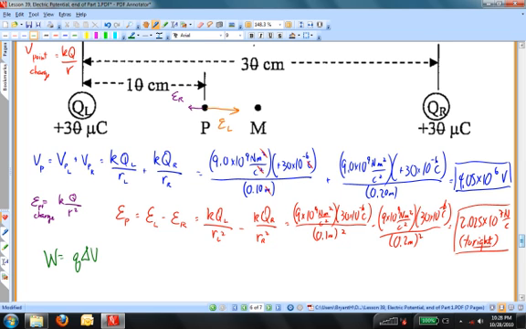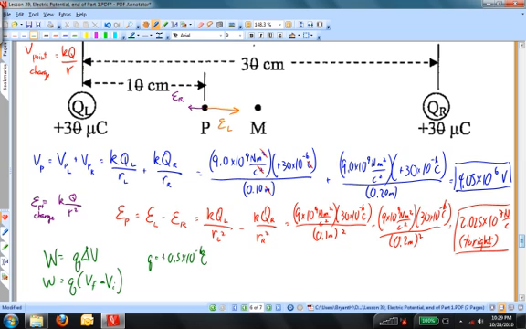Well, I know what the potential at point P is. I found that in part A. If I could figure out what the potential at point M is, then I could figure out what the difference in potential is. And that's the way I'm going to approach this problem. So the change in the potential is going to be the final potential minus the initial potential. In the problem statement, they tell me what Q is. It's 0.50 microcoulombs, or 0.5 times 10 to the minus 6 coulombs.